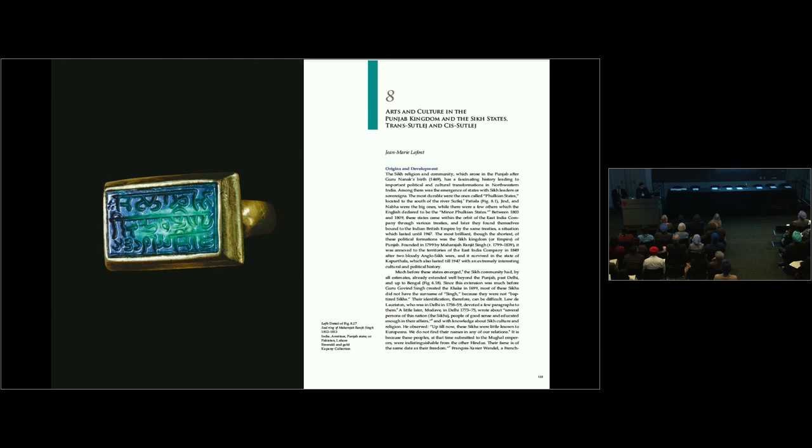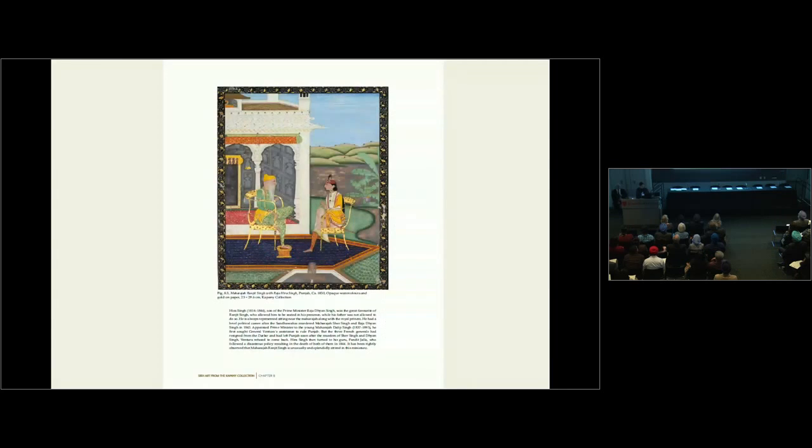Dr. Jean-Marie Lafon's illuminating chapter on arts and culture in the Punjab Kingdom and the Sikh states Trans-Satluj and Cis-Satluj examines a vast range of the Kapany Collection artworks relevant to his topic. He recounts the political history of the formation of the Punjab Kingdom and the Sikh states around the turn of the 19th century and their relationship to Delhi, the East India Company, and other contemporary political entities. He concludes by advocating for renewed interest in the Lahori School of Art and greater recognition of its significance within the history of Indian art.